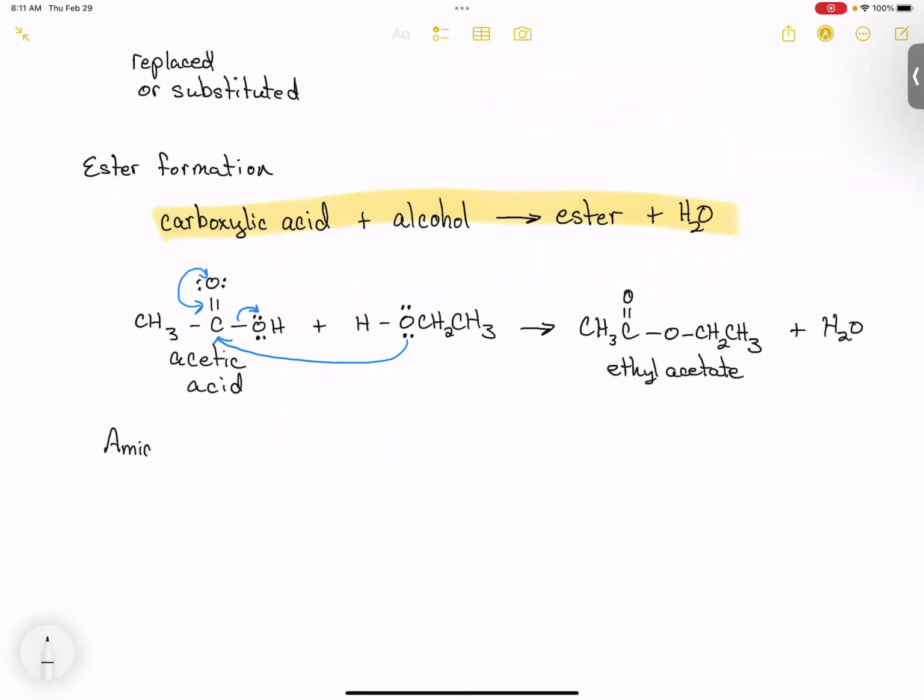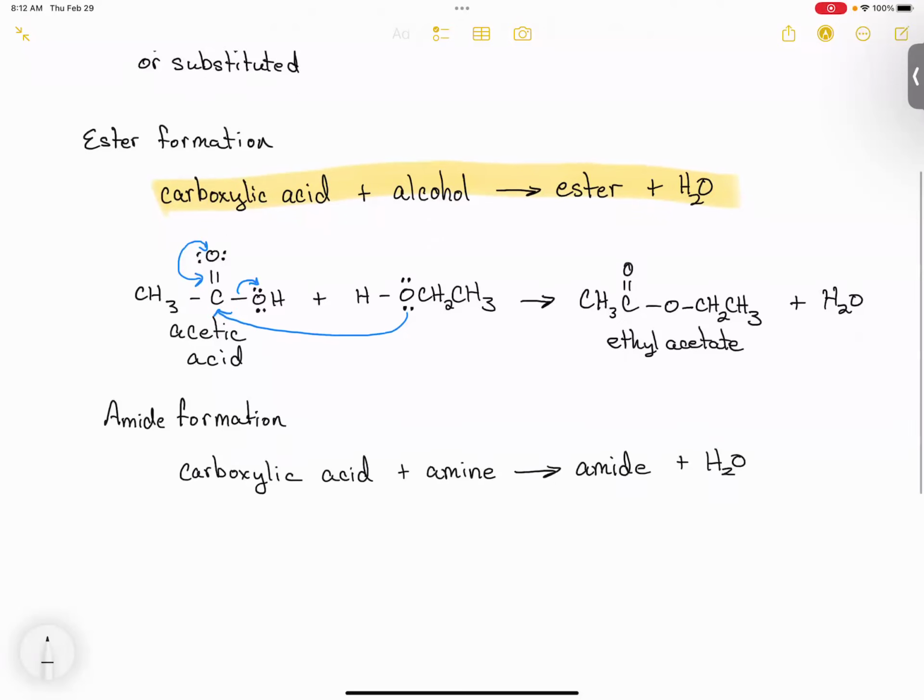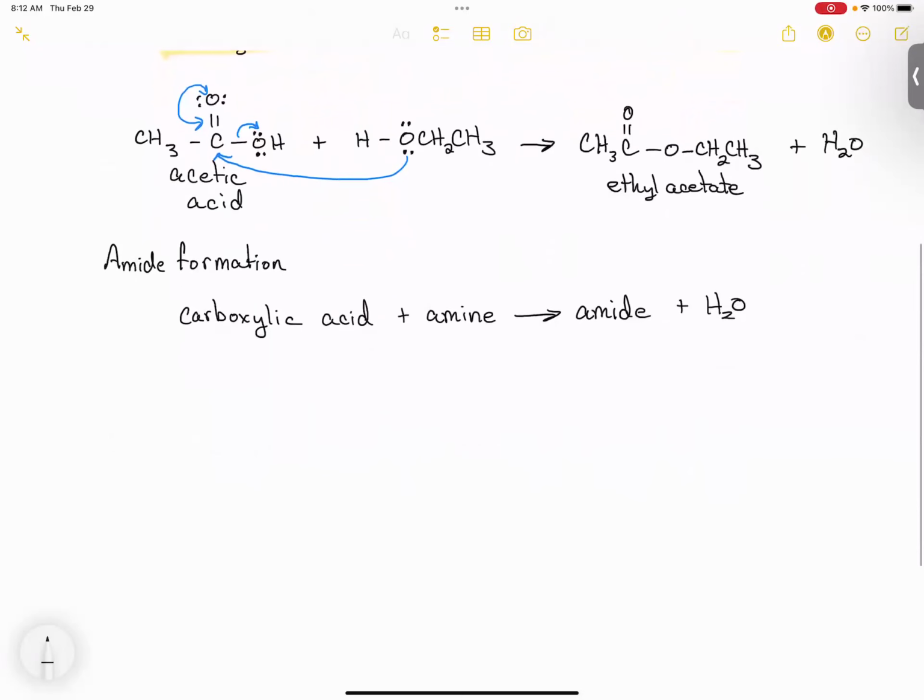Amide formation occurs by the exact same method. You're going to take a carboxylic acid and react that with an amine to produce an amide and water. This is going to be true for a primary amine, a secondary amine, or a tertiary amine.